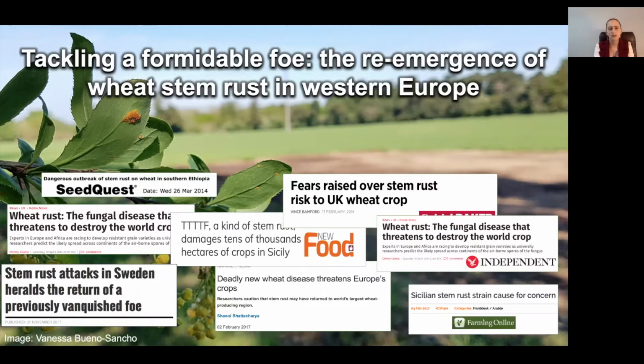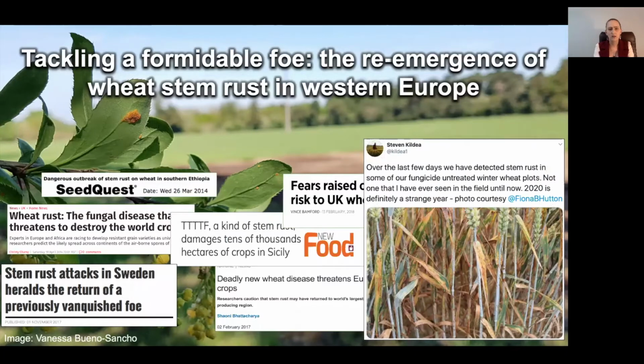Since 2013, we've had a number of additional sporadic outbreaks being recorded, and also some that were much more severe, such as that occurring in Sicily. And then even just this year, we saw wheat stem rust being recorded, for instance, in Ireland. This was the first record of stem rust in Ireland, we're thinking, since around the 1960s. So it seems like this pathogen is indeed starting to resurge.